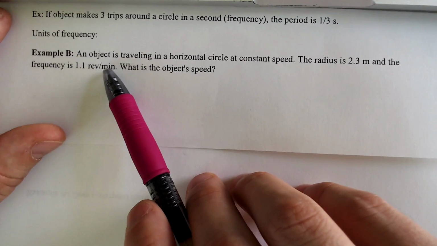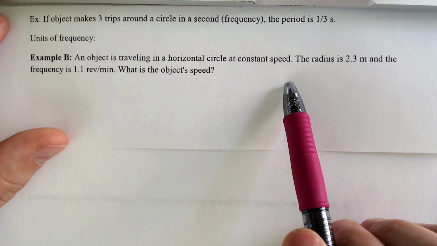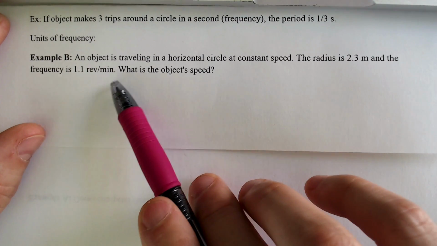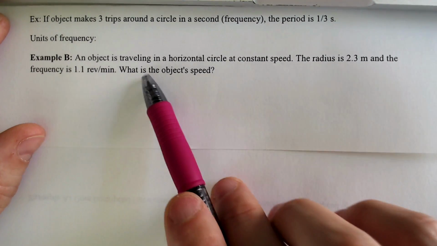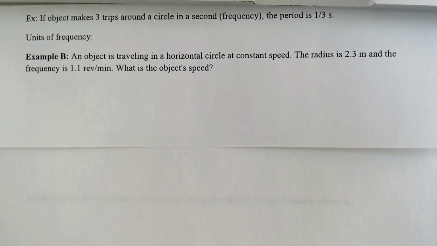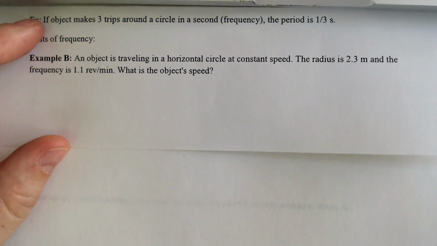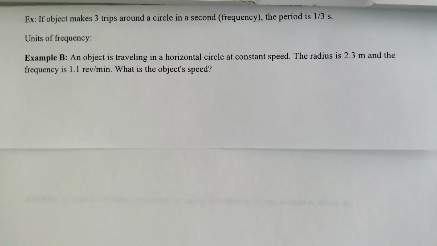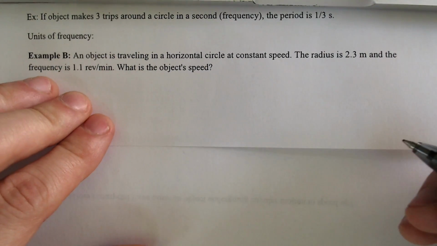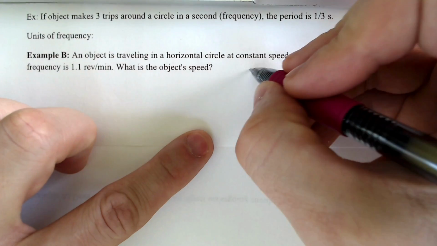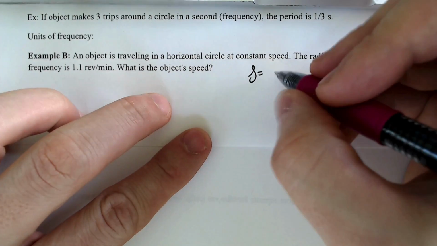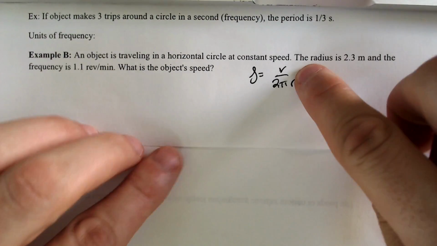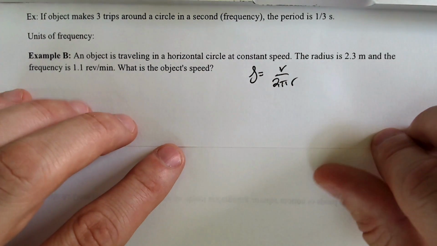So our first one: an object is traveling in a horizontal circle at constant speed. The radius is 2.3 and the frequency is 1.1 revolutions per minute. It's a little annoying that that's in minutes. What is the object's speed? There are a few different ways to think about this. You can think of it as what do you actually have? If you have frequency, you probably want to use the frequency formula, which is f equals v over 2 pi r, where v is the speed, so we just plug everything into that.